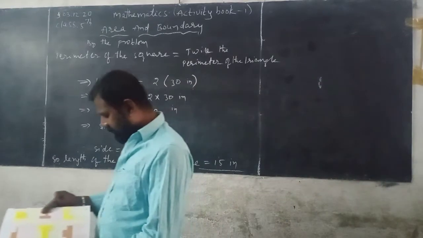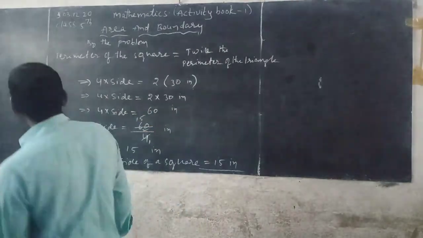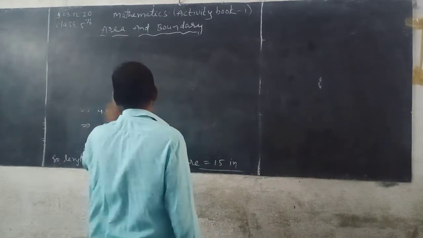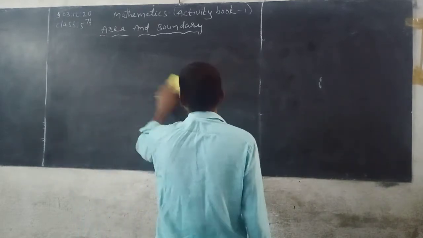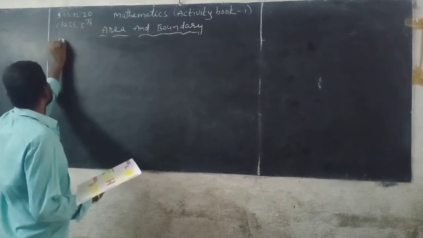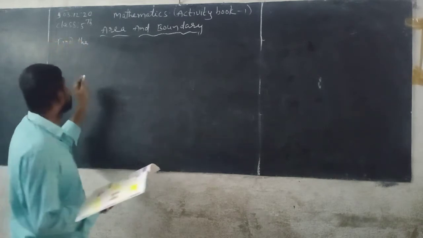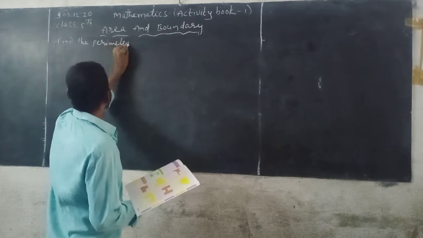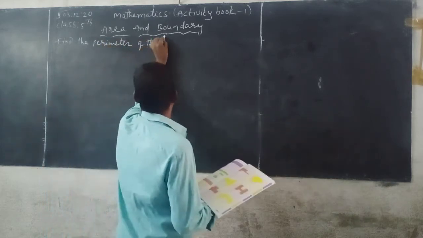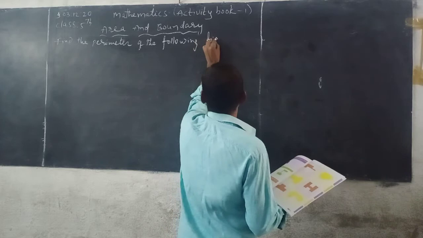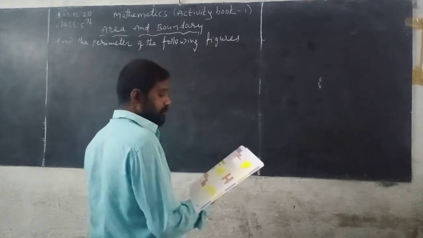Now next beta, page number 43. See, find the perimeter of the following figures. First one, see beta.